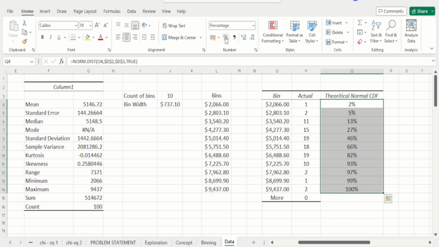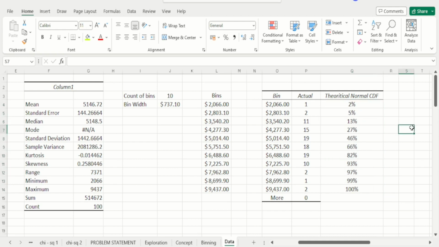What we have calculated is the percentage of area that lies to the left of the point. So for instance, for 11, I've got the CDF as 13. What this means is that about 13% of the data distribution lies to the left of 11. For 15, you can see it is 27, so 27% of the distribution lies to the left of 15.